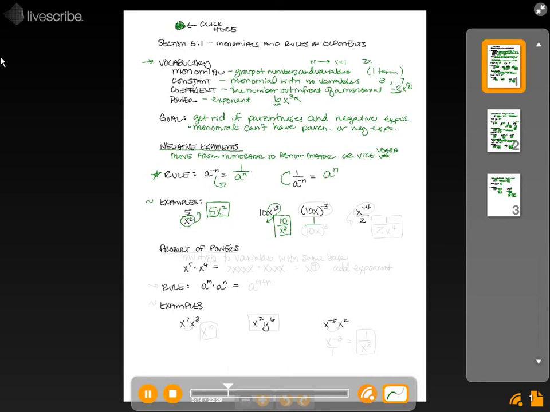So it would become 1 over 10x cubed, like that. The whole thing here has to move to the bottom because it's got a negative exponent. The whole thing has a negative exponent. Last example here, we've got x to the negative fourth on top and a 2 on the bottom. Well, the negative exponent is on top, so it's going to move to the bottom.